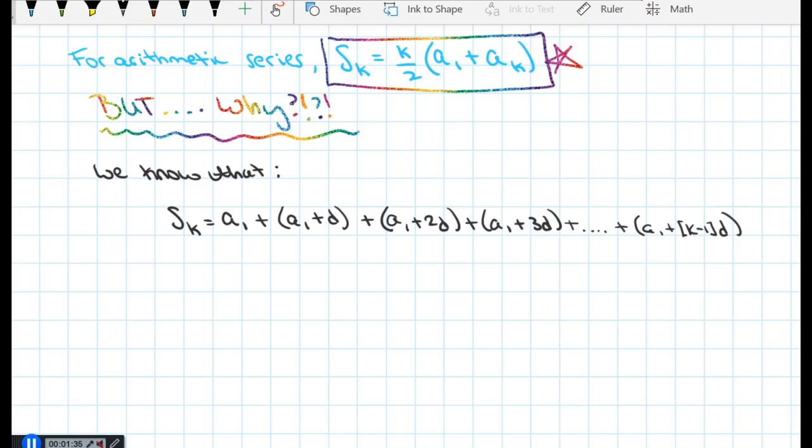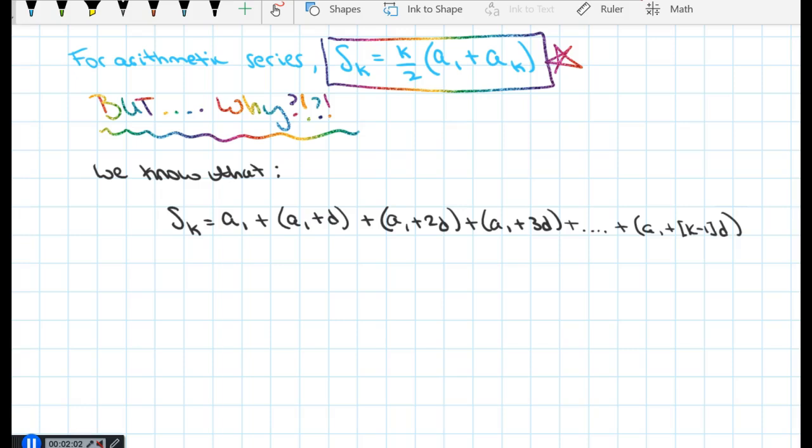So again, the third term of the series here is a sub 1 plus 2 d's, right? So the number of d's you add is always 1 less than the term position, okay? First term, second term, third term, fourth term, kth term. This is the kth partial sum. Now, this is where I'm going to do something kind of wild.